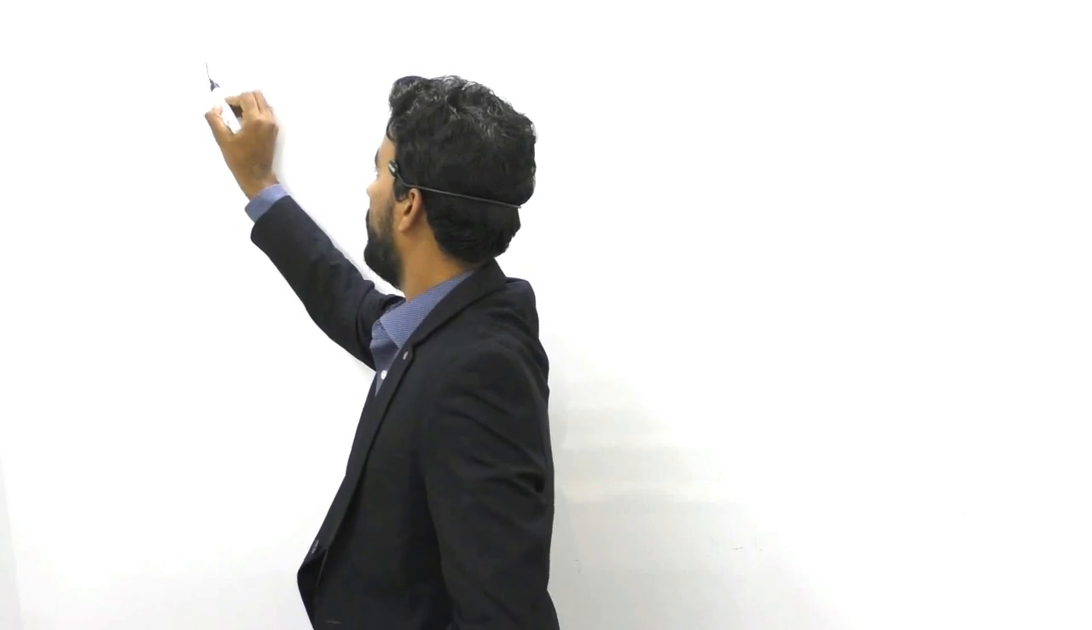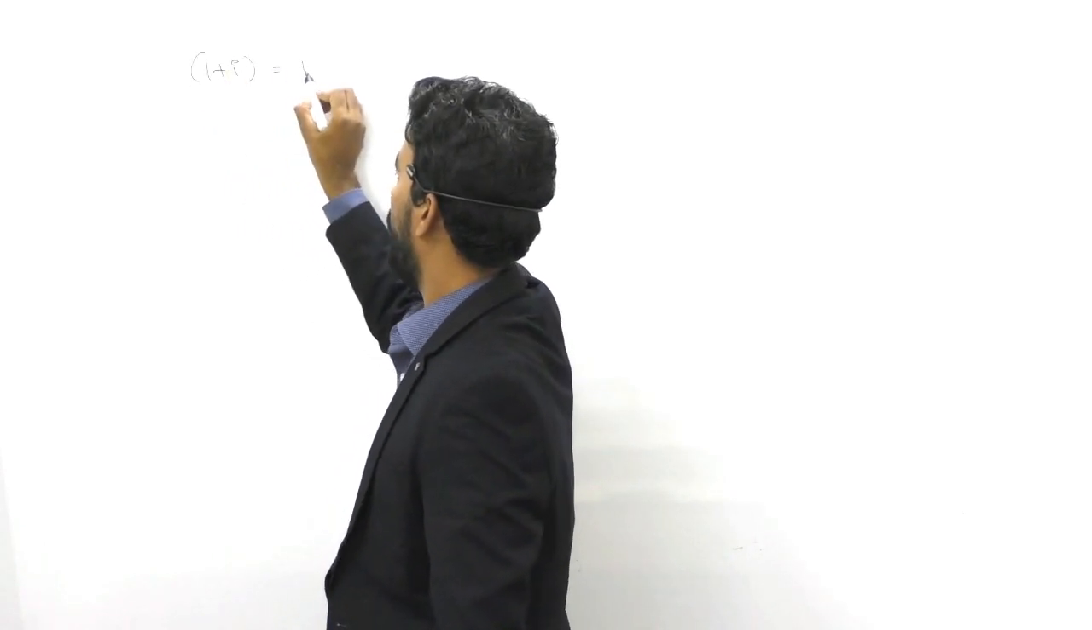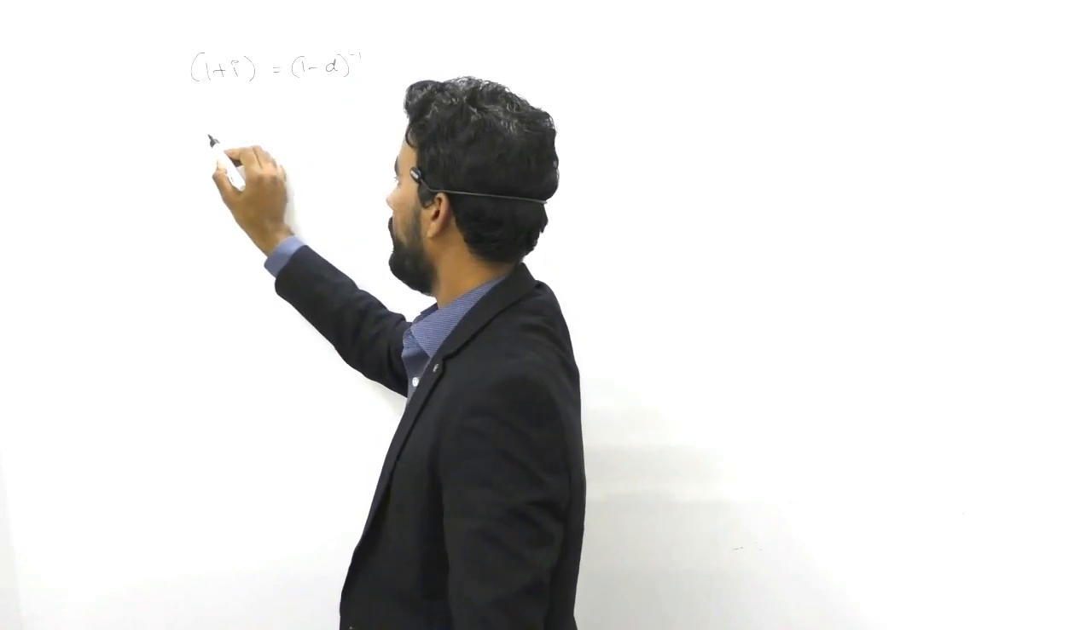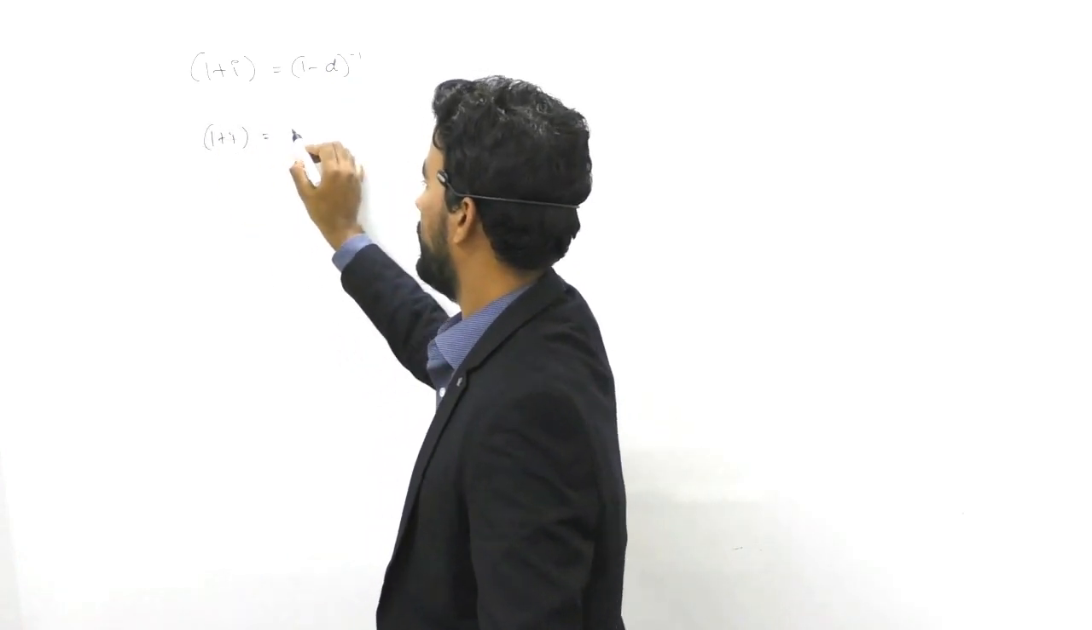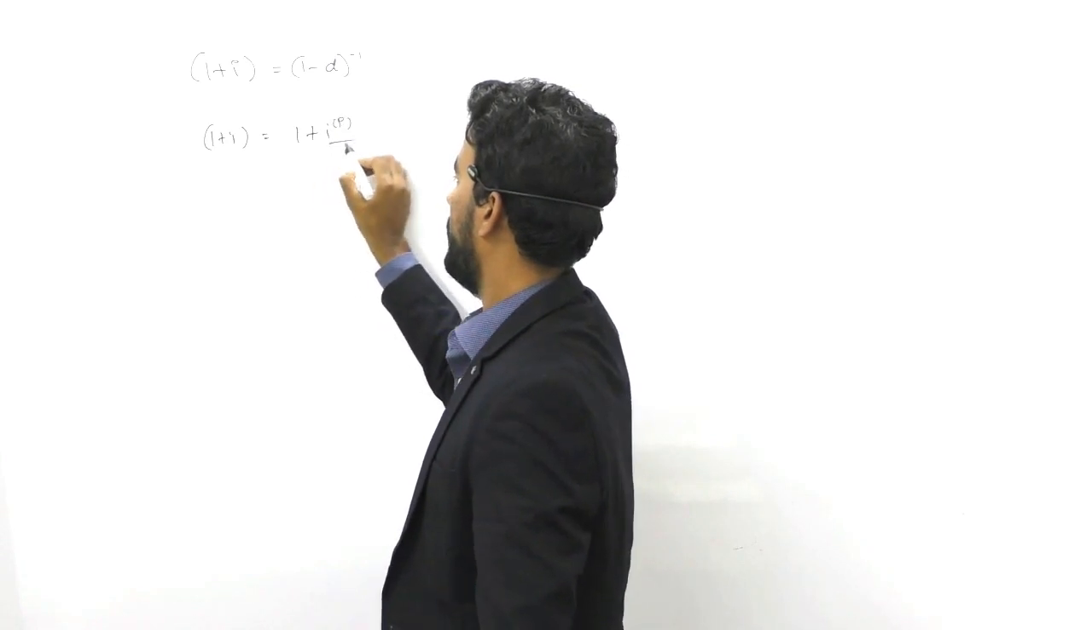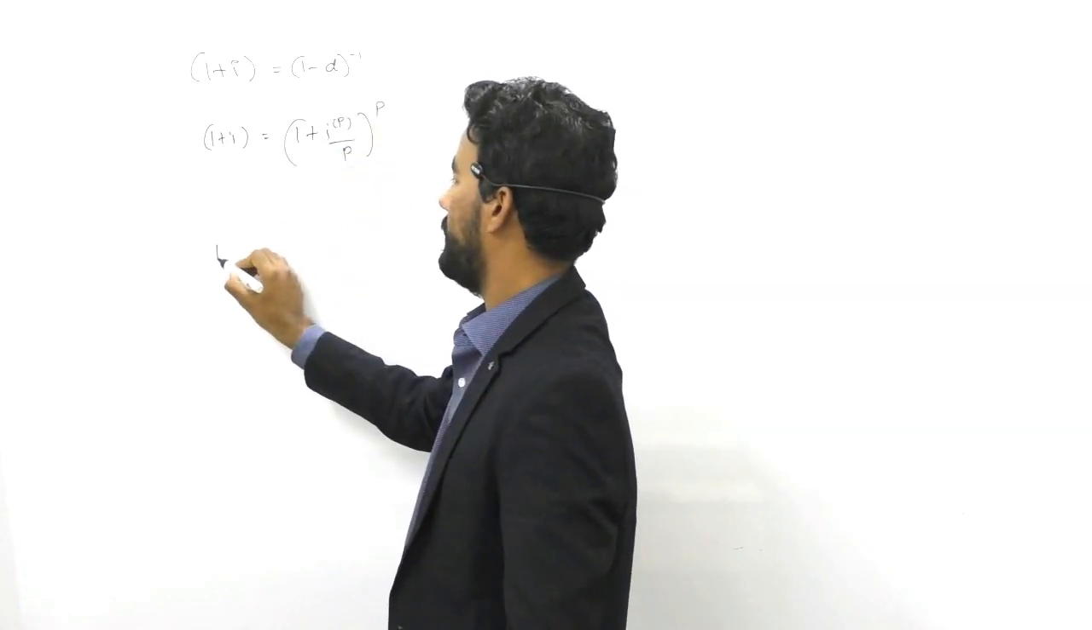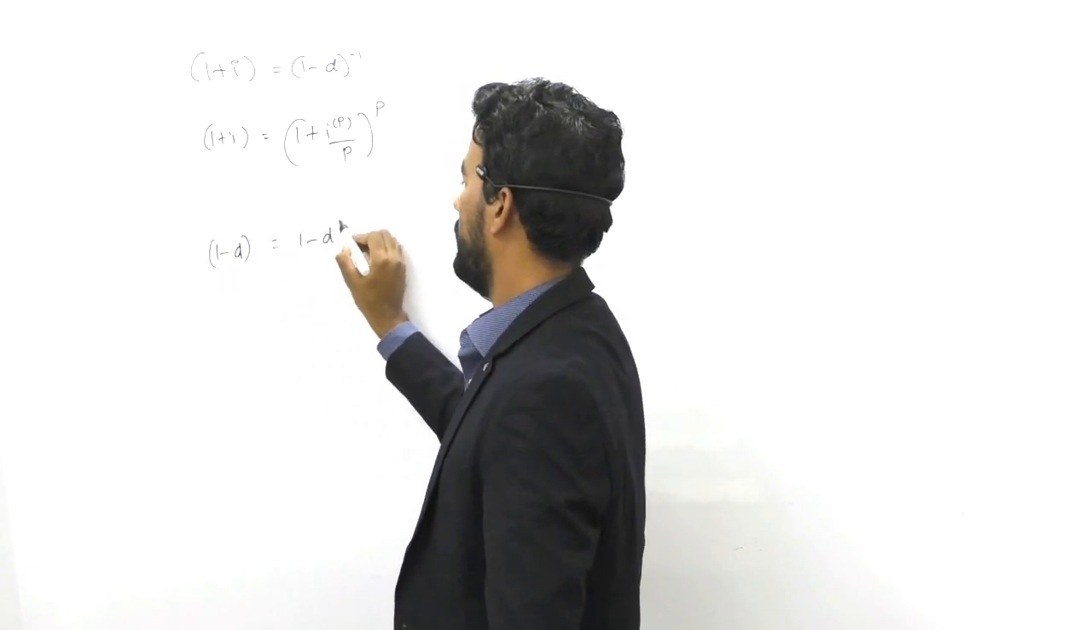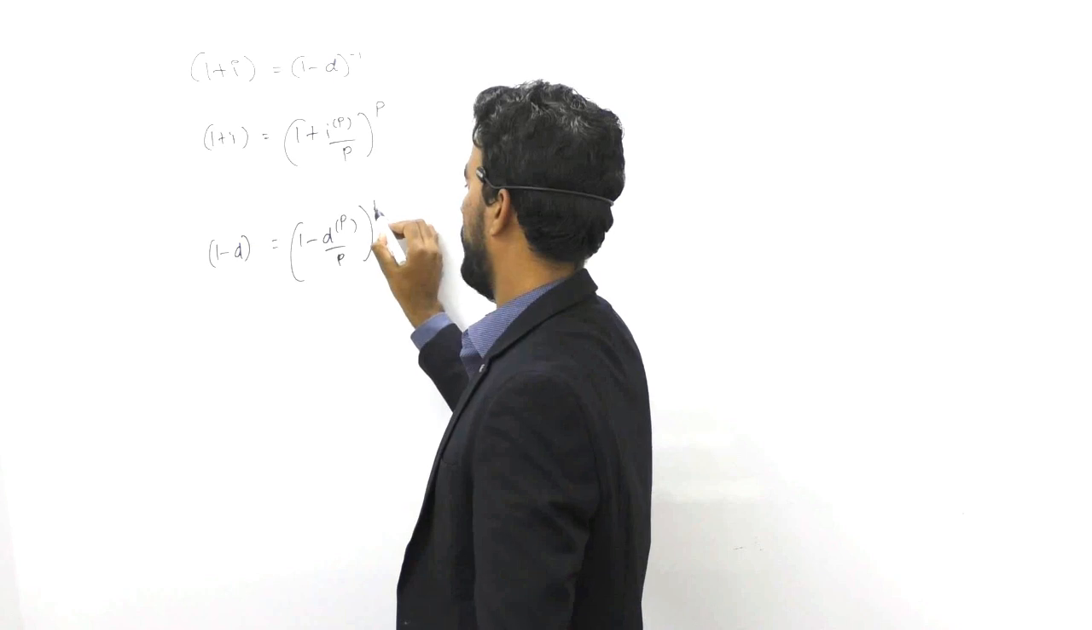So now we will try to find out some relations between the force of interest, discount rate, interest rates, IP, that is nominal rate of interest and nominal rate of discount, and do some more complicated kind of questions which are not actually complicated but look complicated at once when you see them for the first time. So let's see. We had written 1 plus i was equal to 1 minus d raised to minus 1. Then we found another relation that 1 plus i is equal to 1 plus ip by p whole thing raised to p. Then we said 1 minus d is equal to 1 minus dp by p whole raised to p.